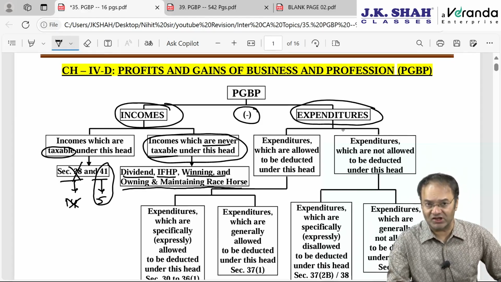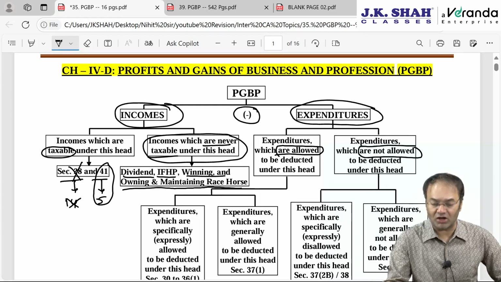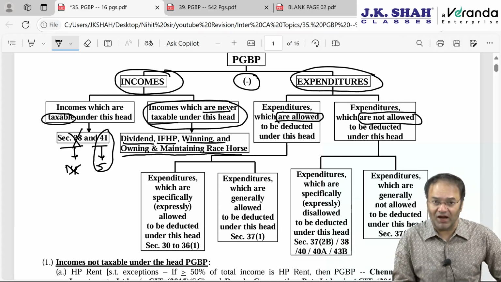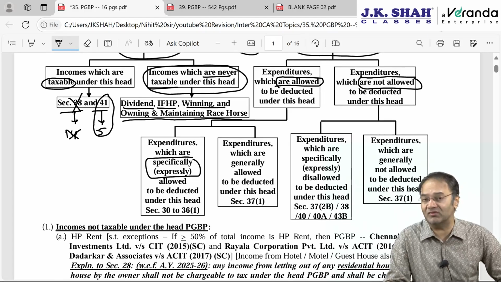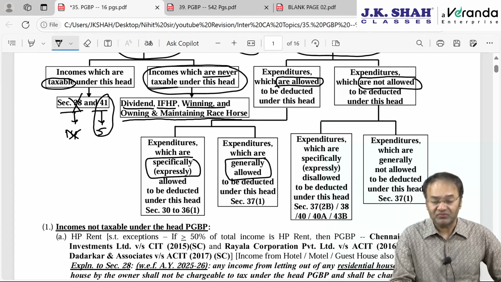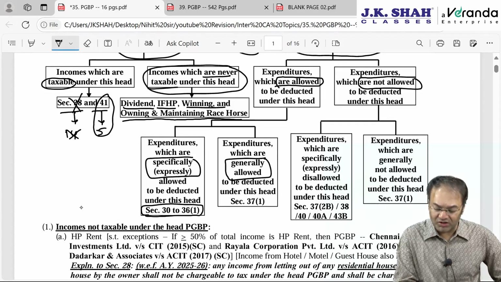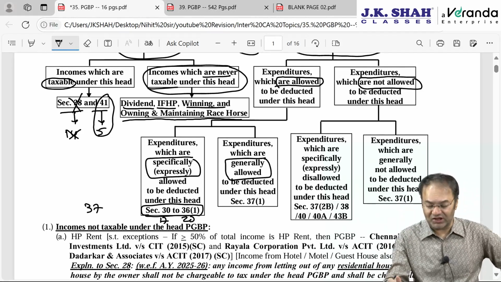Then the second part of the chapter is expenditure. Expenditures are again divided into two categories: expenditure which is allowed to be deducted under this head, and expenditure which is not allowed to be deducted. Which all expenditures are allowed? Again, allowable expenditure is divided into two categories: expenditure which is specifically, expressly allowed to be deducted, and expenditure which is generally allowed to be deducted. Expenditure which is allowed to be deducted ranges between section 30 to section 36(1). There are total 37 expenditures, 20 governed by section 36(1) and 17 governed by section 30 till section 35E, which we will be discussing.